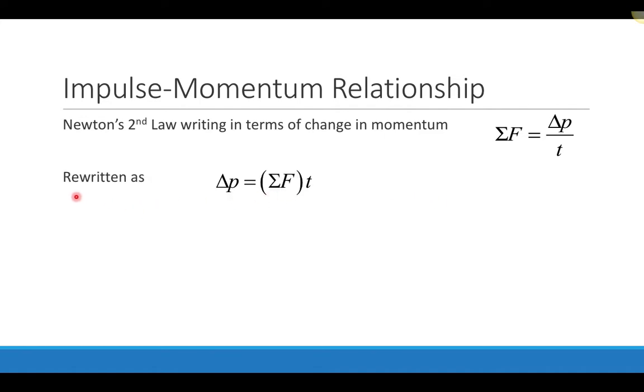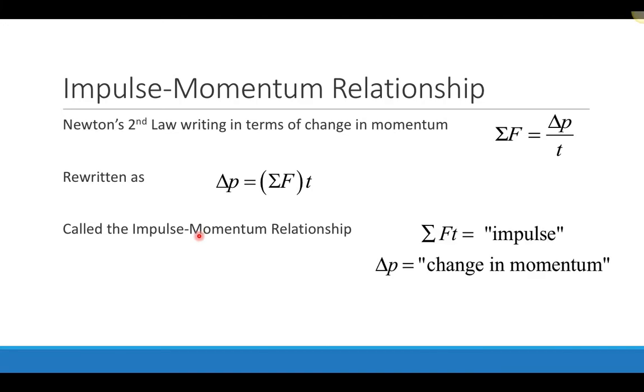And we also know that we can rewrite that expression by multiplying both sides of this equation by time, so that we get the change in momentum of an object is equal to the net force applied multiplied by the time interval that that force is applied. Well, when we define something called the impulse-momentum relationship, it's based on Newton's second law, right here, written in this new way where we multiply both sides by time.